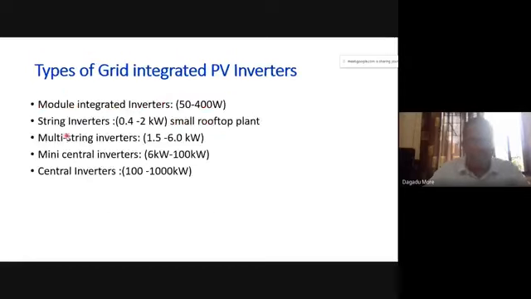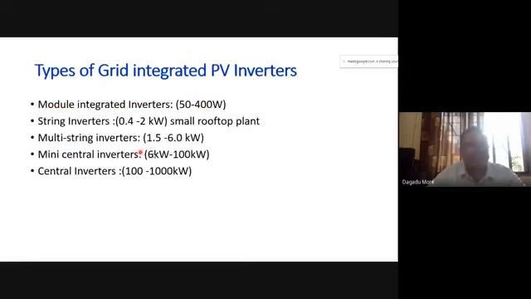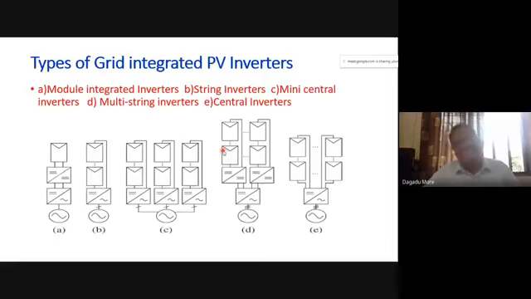If you go back to capacities, a string inverter has a small capacity of 400 watt to 2 kilowatt. This may be particularly suitable for small rooftop solar power plants. Multi-string, which we have seen here, may be 1.5 to 6 kilowatt. Mini central inverters can go up to 100 kilowatt, and central inverters are 100 kilowatt to 1 megawatt. So this is the configuration we have.